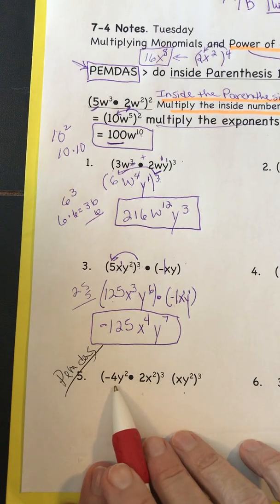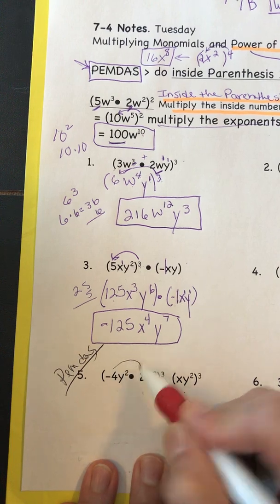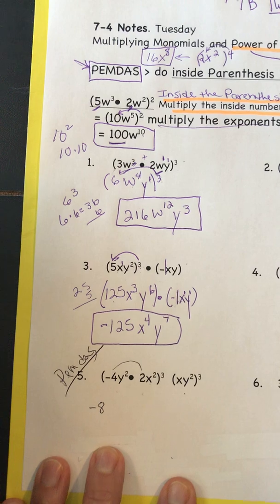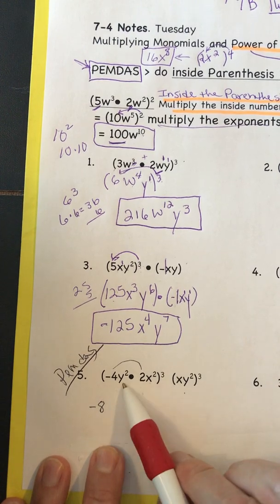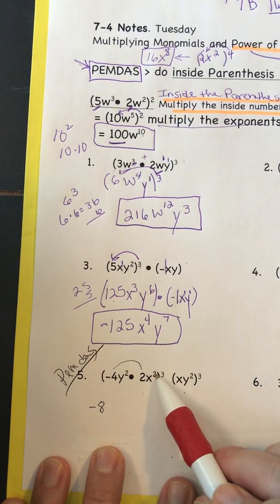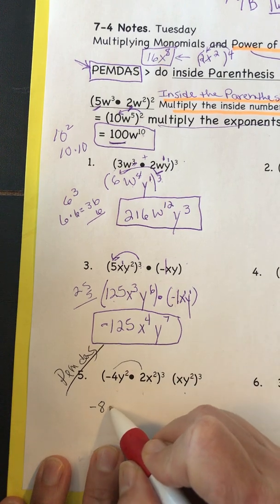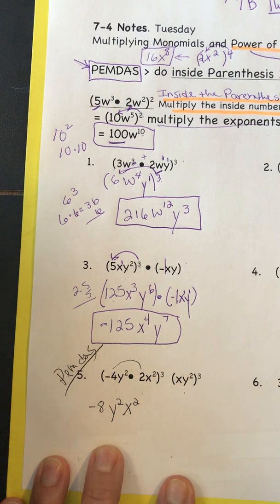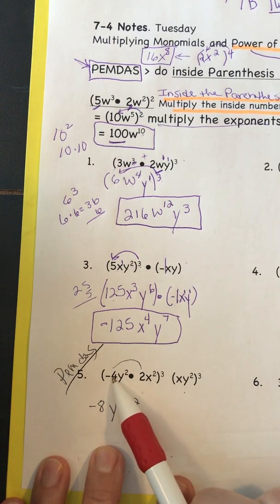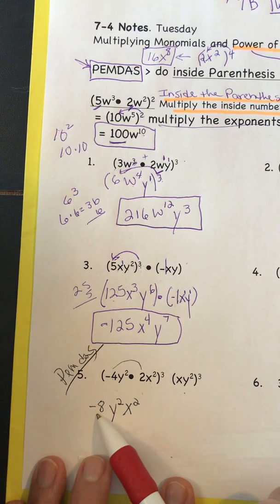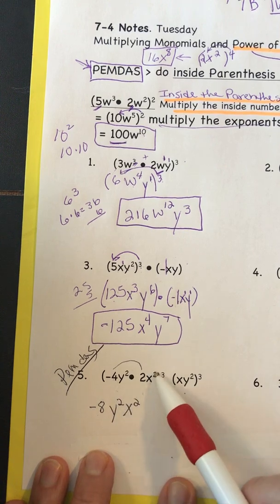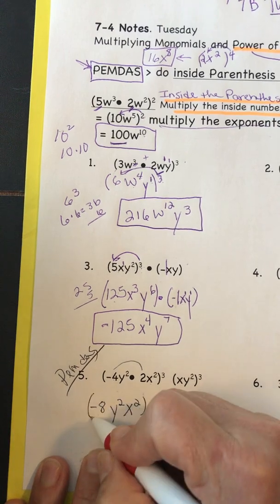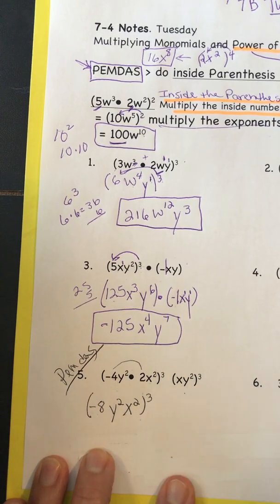So we're used to doing this. We take -4 times 2 and we get -8. Then I've got y squared and x squared. Neither of them are alike, so I'm going to put down y squared and right next to it x squared. I multiplied them and put them in line. Now I'm going to put my parentheses up and take care of that power of powers.